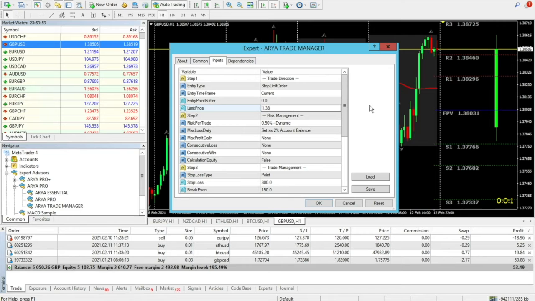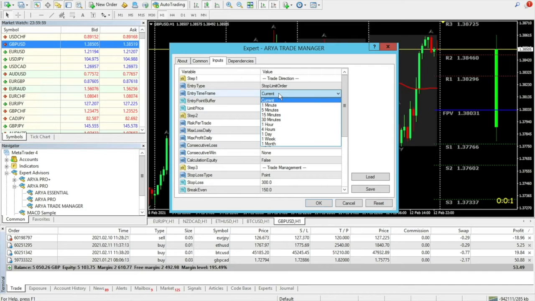So for example, if we take the current market price of 1.385, and I would like to enter into a sell position again, I can enter a price anything below 1.385, for example 1.38. Once the market has moved to the price of 1.38, Arya will enter into my sell position.